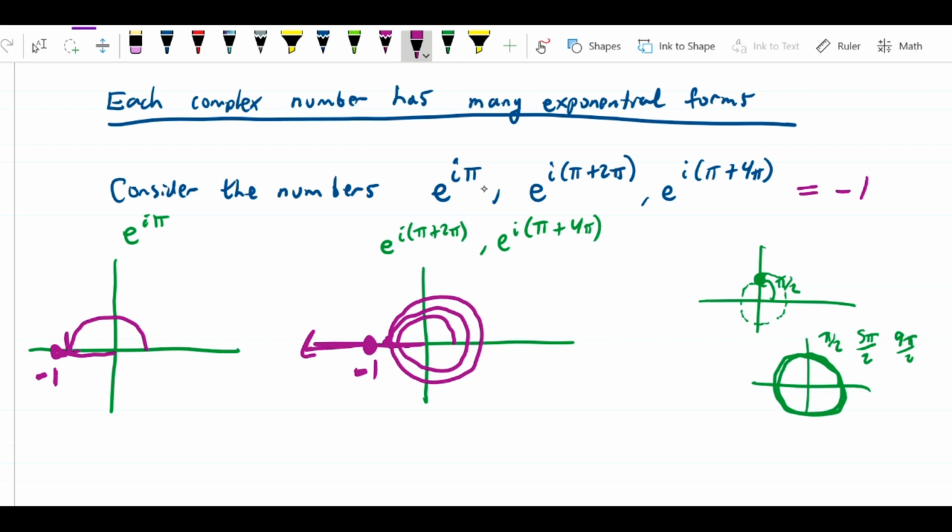This suggests sort of a cyclic property of the exponential form of complex numbers, which is that whatever angle I use, I can just add 2 pi to that angle, and I end up with the exact same complex number as I did before I added the 2 pi. And I can do it as many times as I want. I can add 4 pi, I can add 6 pi, I can add 8 pi, 10 pi. It doesn't matter because I'm just taking an additional trip around the circle.